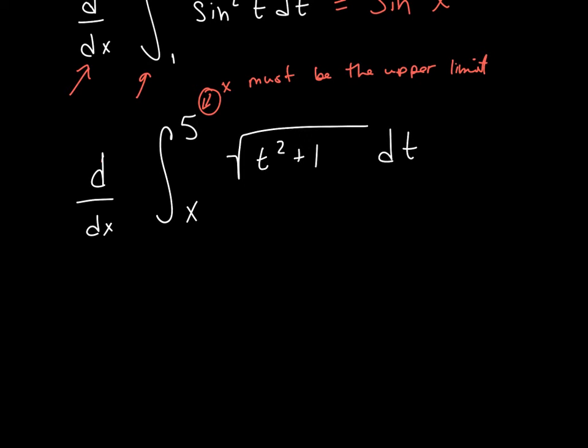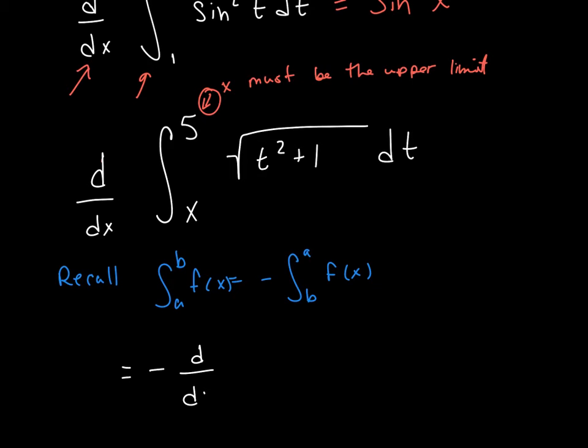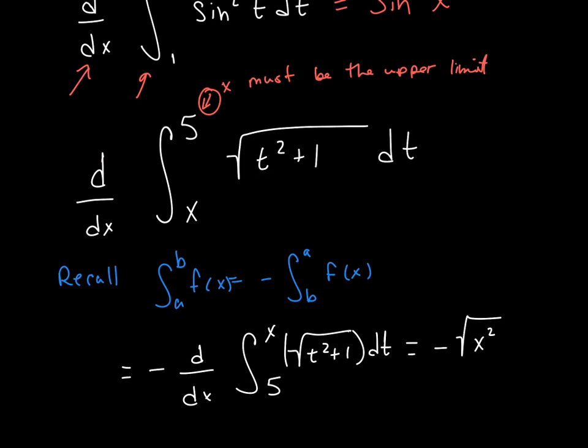So what I do with that is, and this is one of the rules that we've talked about before, just put it as an aside. Recall that if I go from b to a of f of x, that is equal to minus the integral from a to b of f of x. So what I do with this is I just switch this around, and then that equals negative d/dx of the integral from x to 5 of the square root of t squared plus 1 dt. So that is just all equal to negative square root of x squared plus 1.